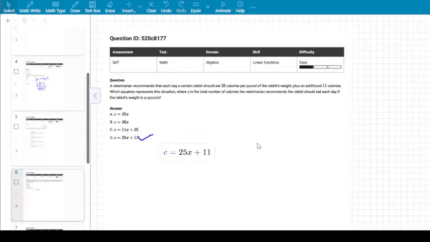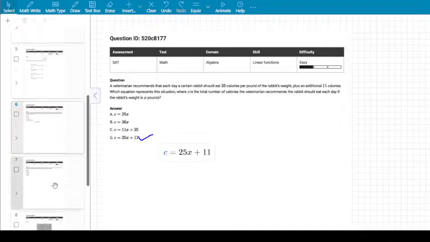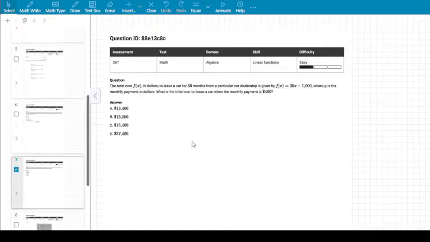Okay, now let's move on to the next question. Okay, so here the question is again on linear functions in algebra. So it is an easy question. So let us read the question and then you can attempt it and then we'll solve it together.